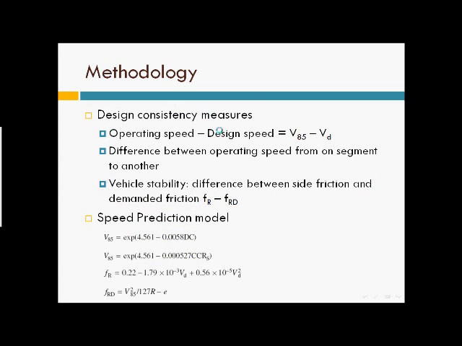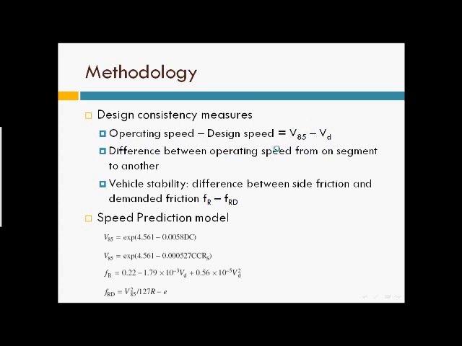Also, the design consistency measures, how can we measure them? First of all, we can subtract the design speed from the operating speed, the 85th percentile speed. So we see how much: if this is a big value, this is a bad design. If this is a very small value, the operating speed is very near the design speed, and this is a good design.